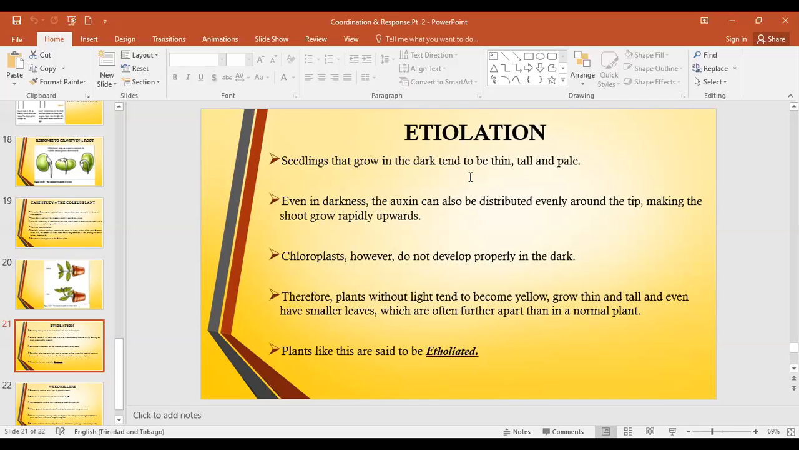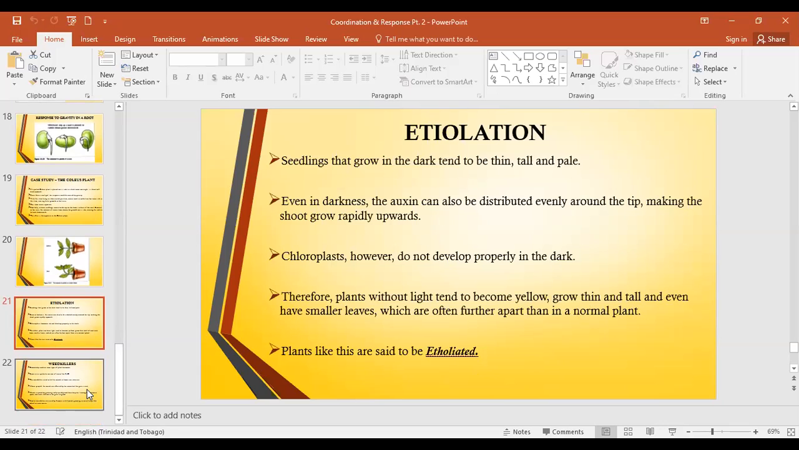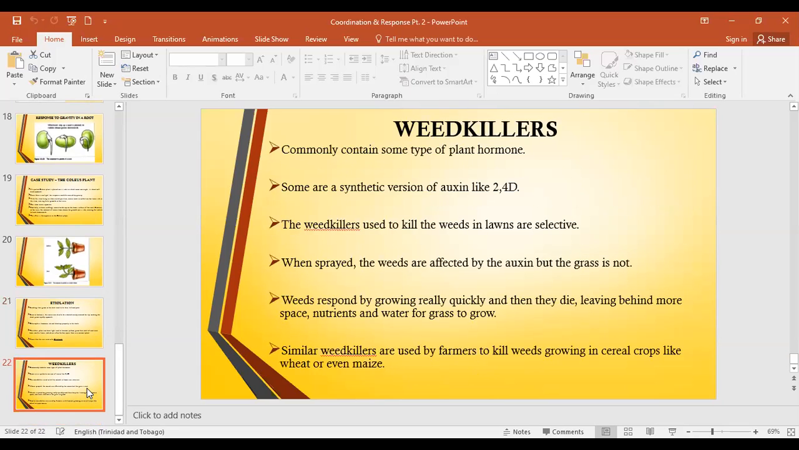All right, now the final and last thing before I let you all go, just bear with me for a little bit. Weed killers. Let me tell you how a weed killer like 2,4-D works. It's a synthetic version of auxin, right? So the weed killers, of course, are used to kill weeds, right? But they are selective. So when you use this particular type of weed killer, the weeds will be affected, but not the grass, because you want the weeds out.